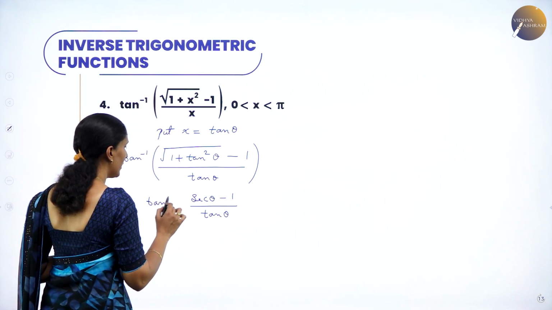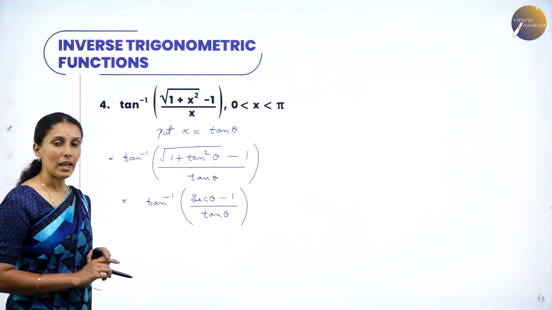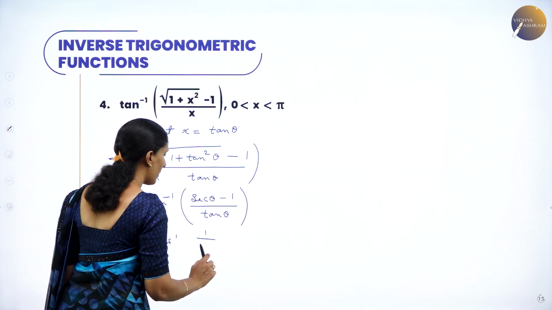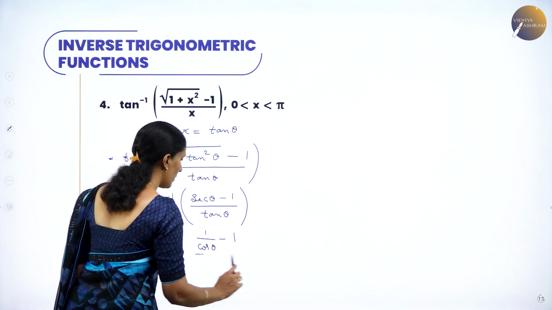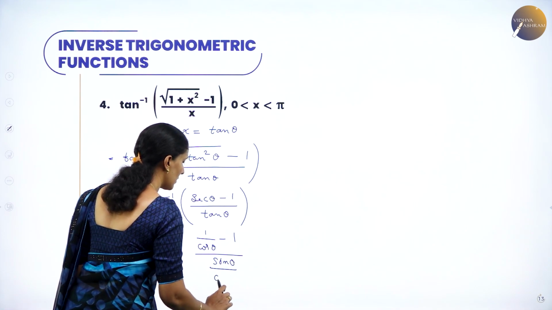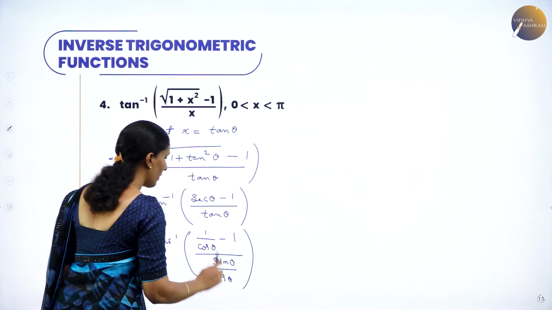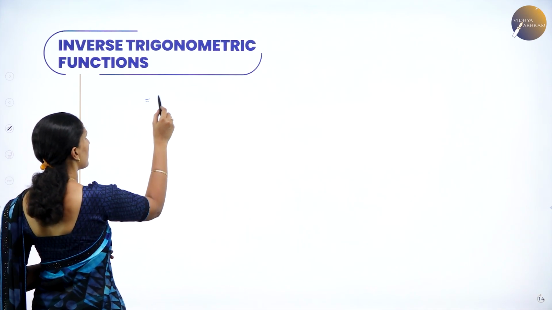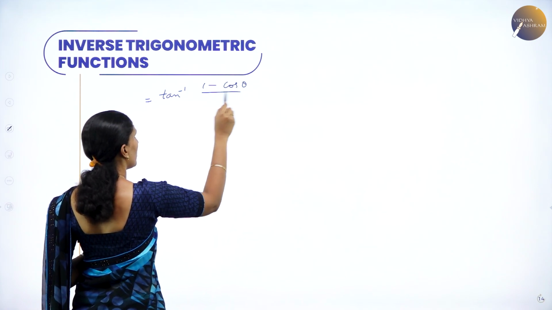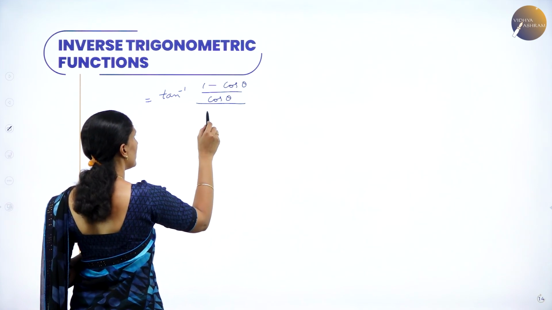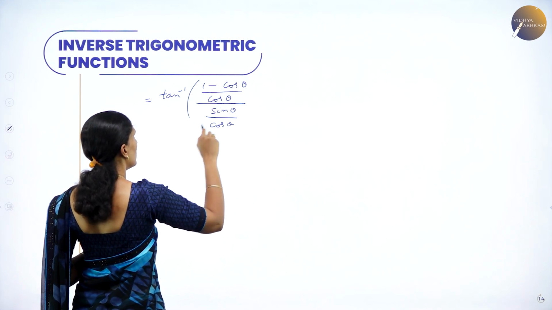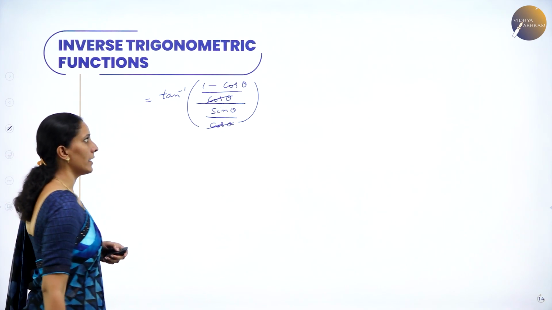So outside we have tan inverse. Secant theta can be written as 1 by cos theta. So 1 by cos theta minus 1 divided by tan theta, which becomes sin theta by cos theta. So on solving this, we will get tan inverse of 1 minus cos theta by cos theta, and denominator is sin theta by cos theta. So cos theta and cos theta get cancelled.